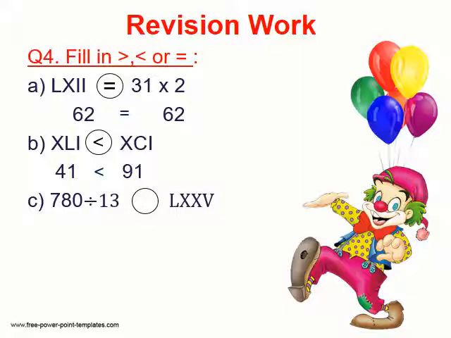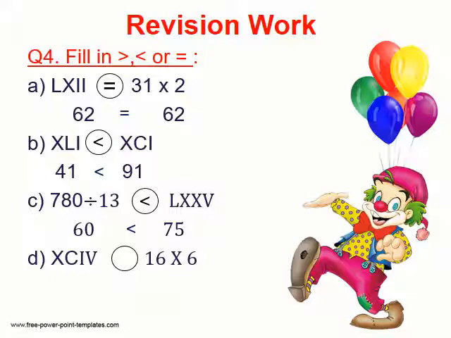Now children, in the C part we have 780 divided by 13 and LXXV. When we compare both these numbers, first of all let us find out the value of 780 divided by 13, which is 60, and the value of the Roman numeral LXXV is 75. So children, it is very clear that 75 is greater than 60. So we will put the greater than sign in front of LXXV.